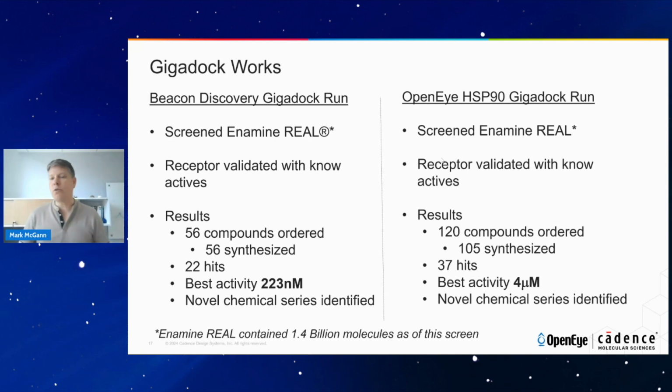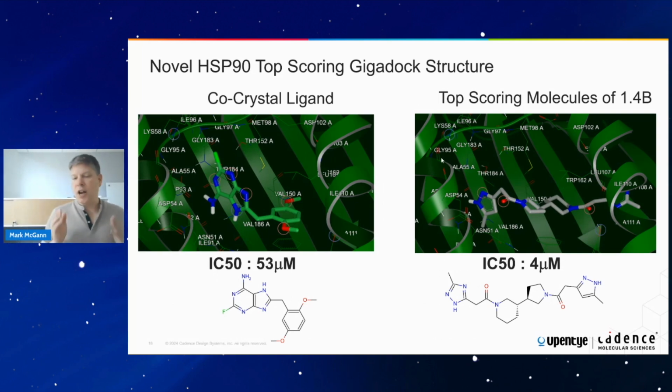We've also done our own test against HSP90. We screened, again, Enamine REAL, 1.4 billion molecules at the time. We validated this also with known actives. We ordered 120 compounds, got 37 hits. The highest activity was 4 micromolar. This is actually that hit. It's the number one top scoring molecule of the 1.4 billion molecule screen.